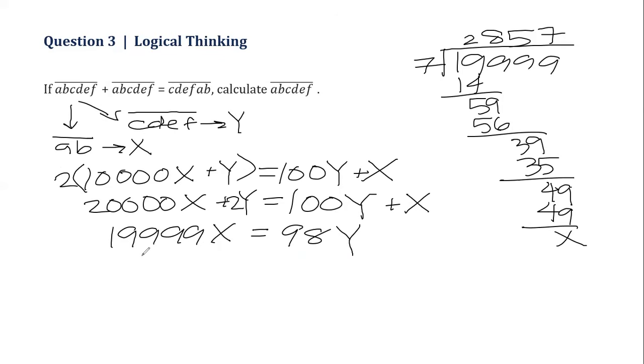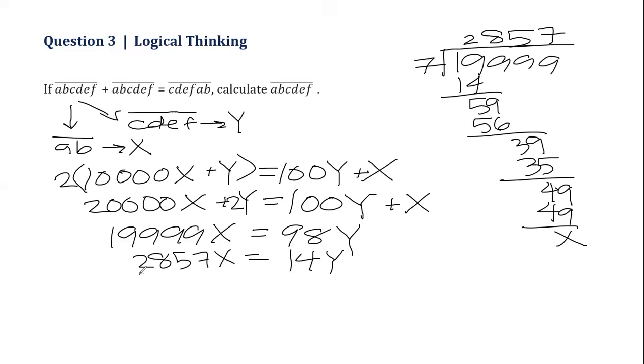If we divide the entire equation by 7, we get this, 14 big Y. So we know 14 is equal to 7 times 2. Can you answer if this number is divisible by 7? No. Okay, it's not divisible by 7.